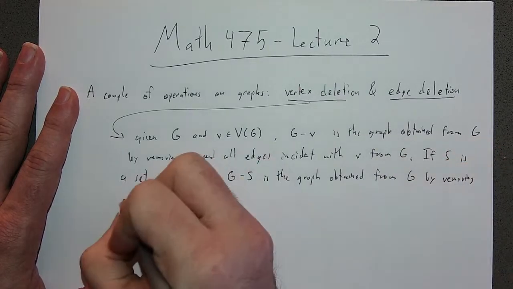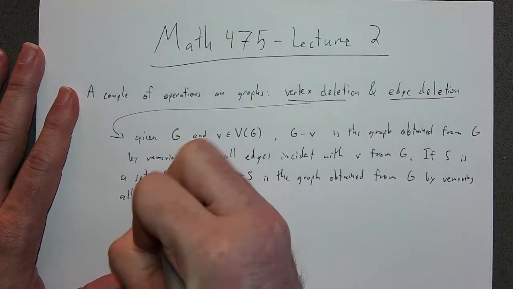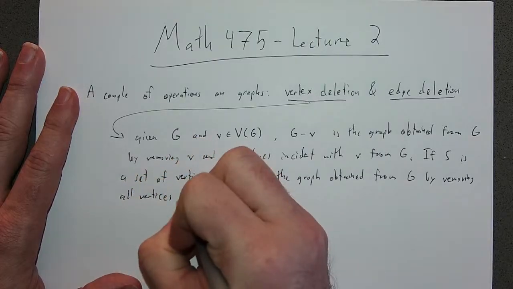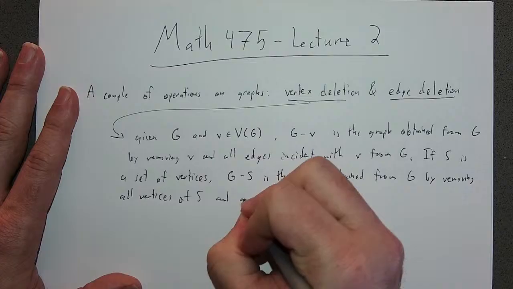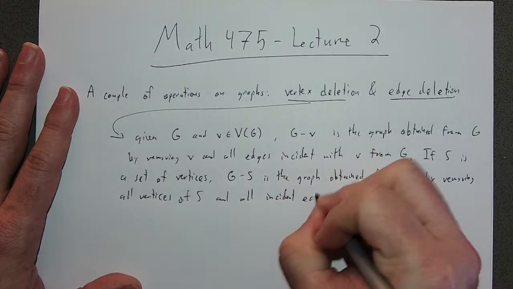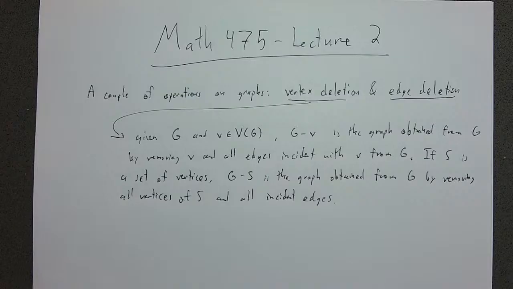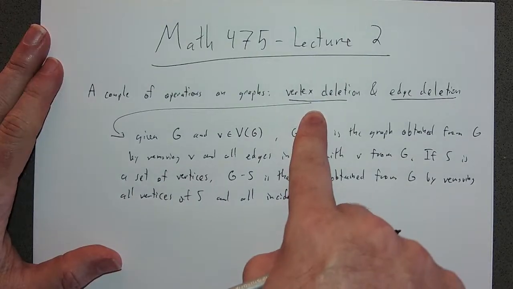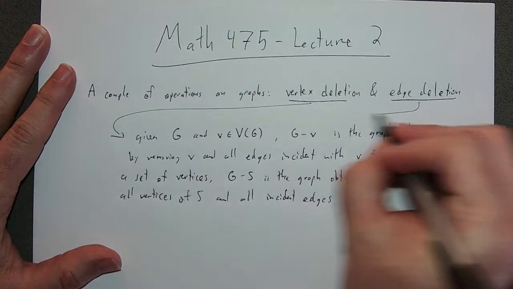So removing all vertices of S and all incident edges. Incident here meaning, of course, incident with these vertices that you've removed. Okay. So that is the notion of vertex deletion. What about edge deletion?